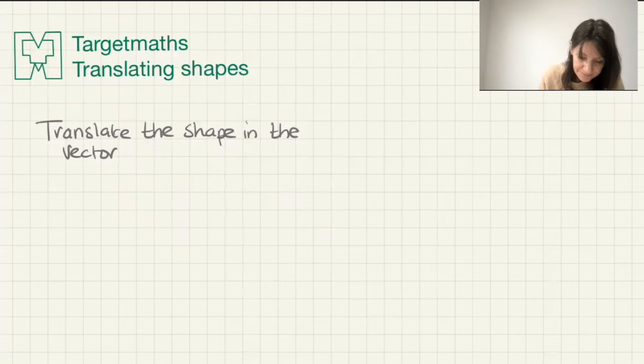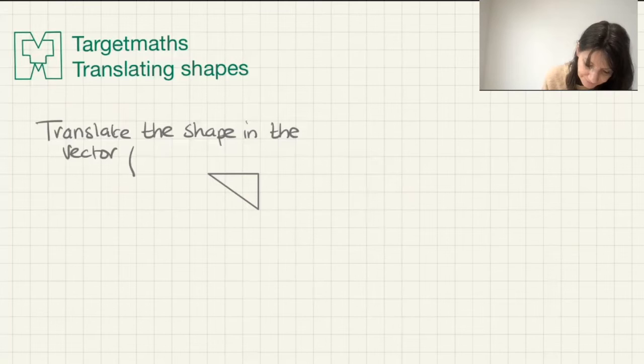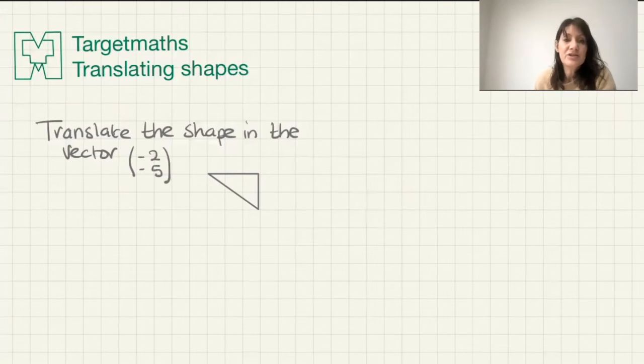There we go. So we will do this shape here, nice and simple. And we're going to do that, please, in the vector -2, -5. So I'd like you to draw that one out, have a go, and then hit play when you are ready.